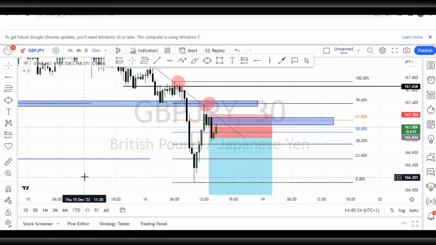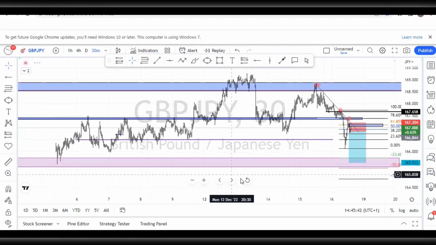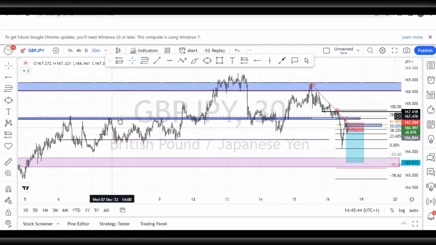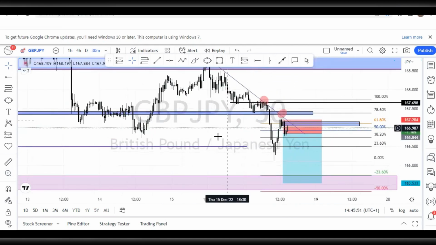Now we have two confluences currently: the trend line and my Fibonacci resistance. I also have a level of resistance right there that I've been watching for a long, long time. You can see resistance, resistance, resistance, and then price has come back into it and it's going to drop from there. All right, guys, I will update you at the end of this trade today.